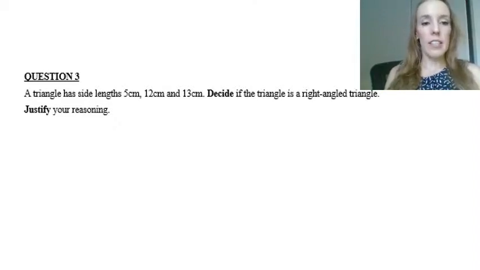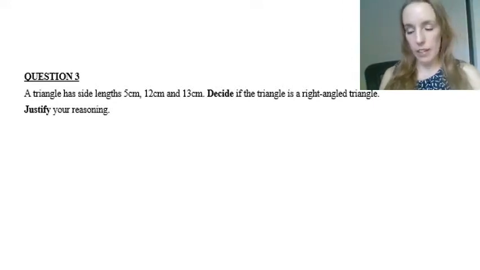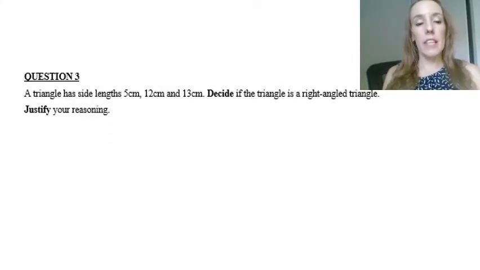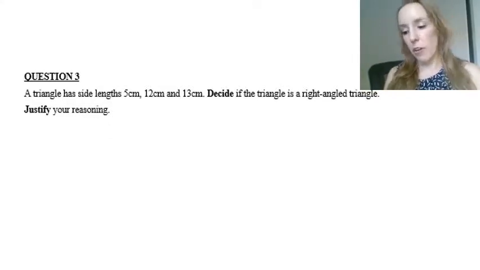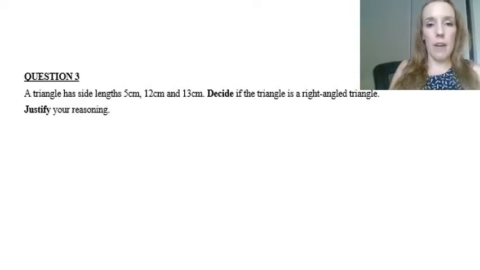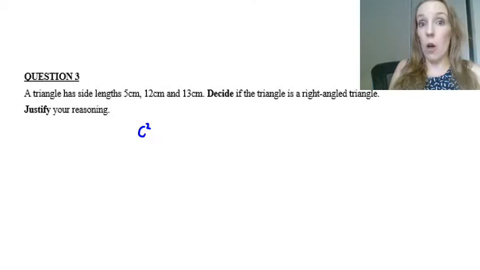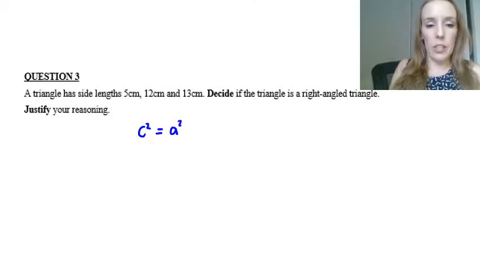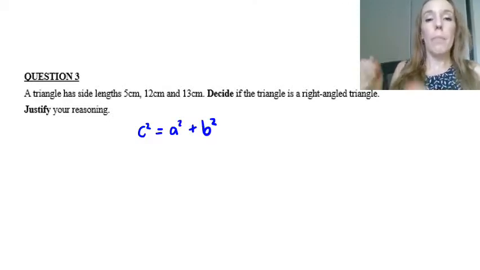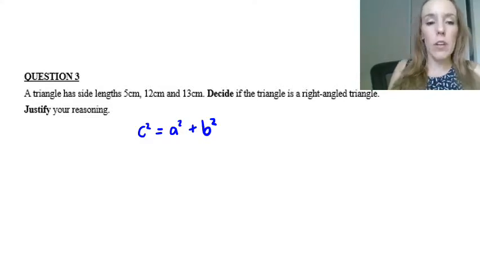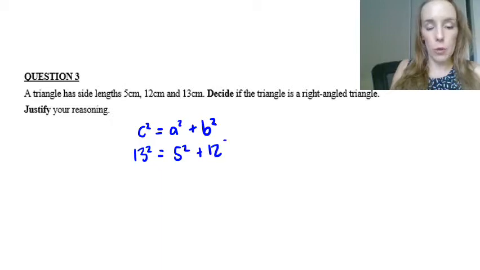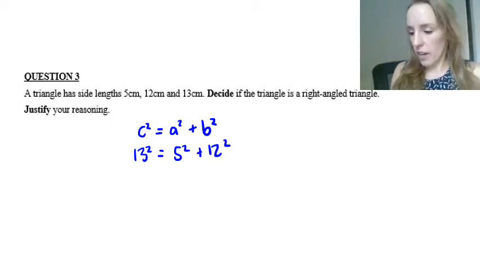So a triangle has side lengths 5 centimeters, 12 centimeters, and 13 centimeters. Decide if the triangle is a right-angled triangle. Justify your reasoning. Okay, so this question is asking you about Pythagoras' theorem. So we know, according to Pythagoras' theorem, that c squared is our longest side, and that's equal to a squared plus b squared. So if this is a right-angled triangle, 13 squared should be equal to 5 squared plus 12 squared. So we can work that out to see if it is.